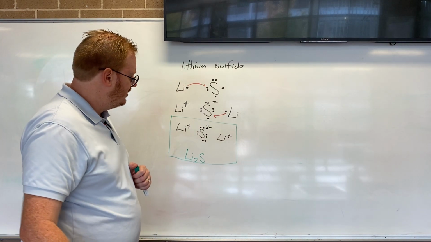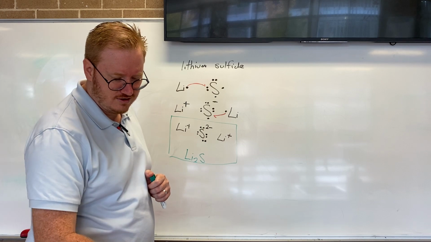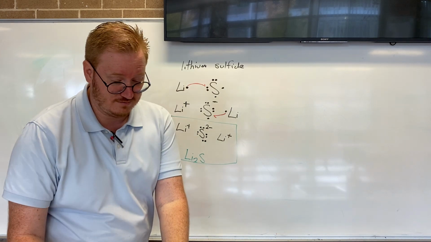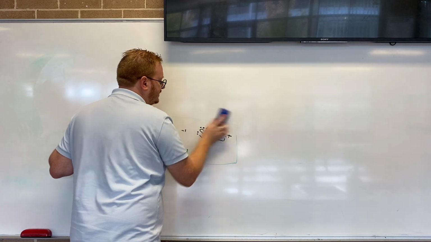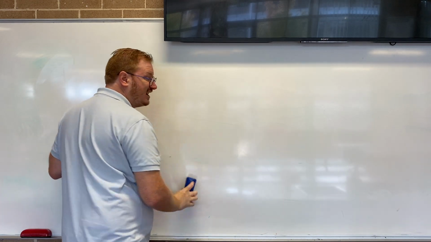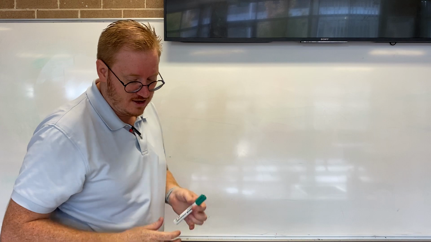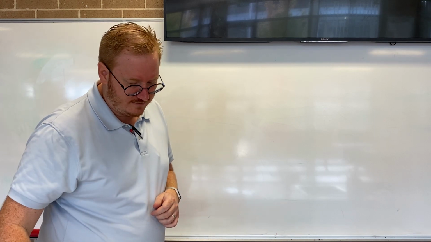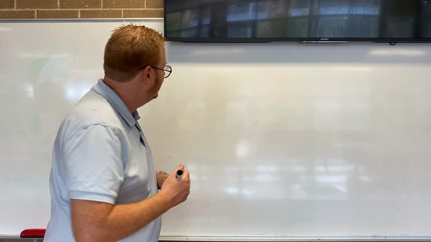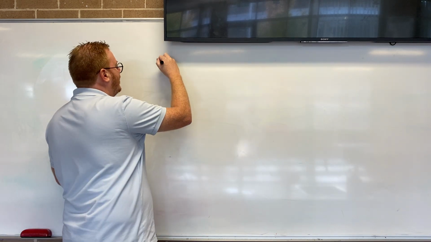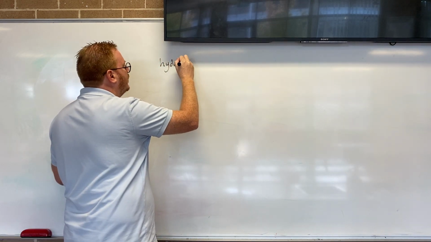Let's move on. Let's do some covalent molecules. Using the same methods, but they're going to share electrons this time. I'm going to start off with a polar covalent. What happens when hydrogen and chlorine bond?